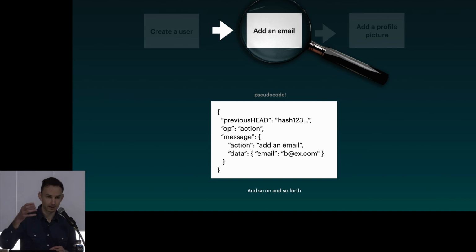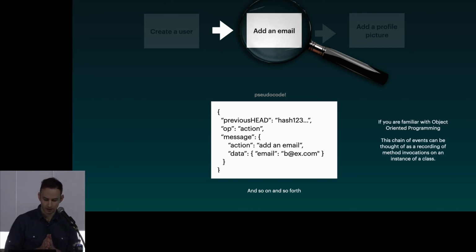The next event is tacked on to that first event. We fill in the previous head in this case, and so on and so forth. Here is another action. We add an email. Now, if you're familiar with object-oriented programming, then you can think of this chain of events as a recording of all of the method invocations that are being made on an instance of a class. So you can think of these contract chains conceptually as very similar to instances of classes, a record of what happens on which object, which methods are being invoked.